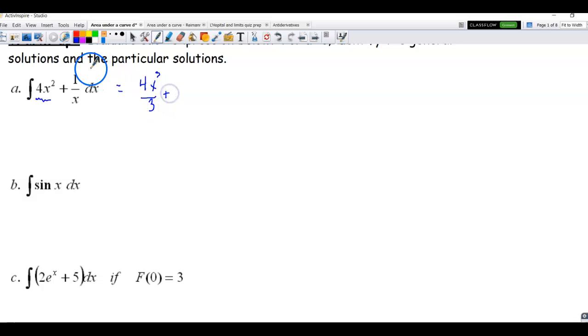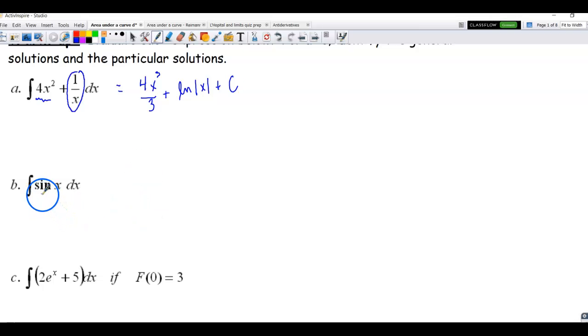And then the second term, remember, is a good friend of ours. When we find the antiderivative of 1 over x, the function that has a derivative of 1 over x is our good friend ln of the absolute value of x. You have to put that absolute value when you go backwards, so make sure that you do that. And do not forget the plus c, the constant of integration.